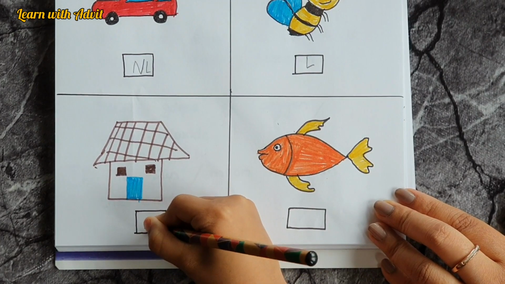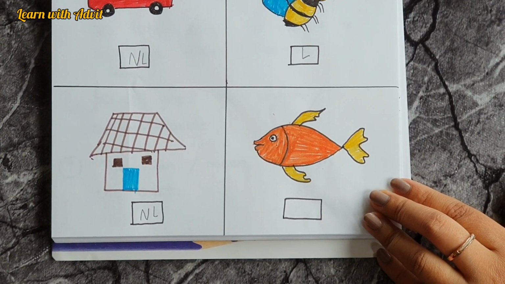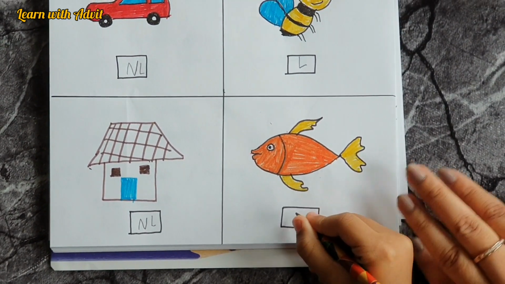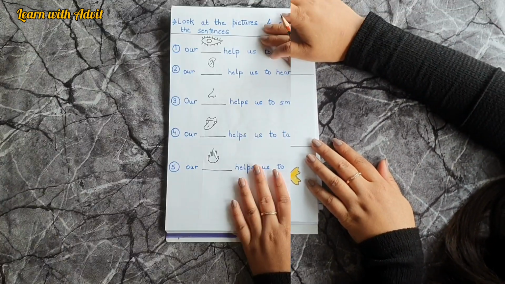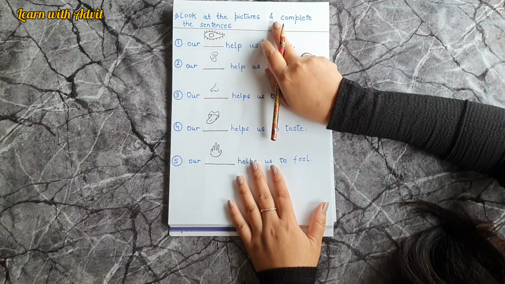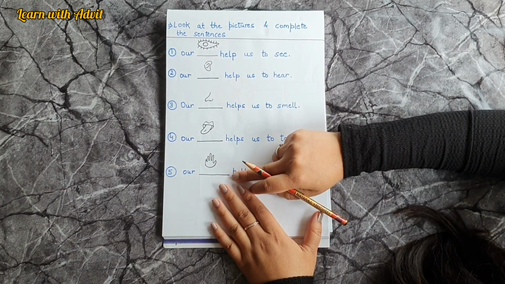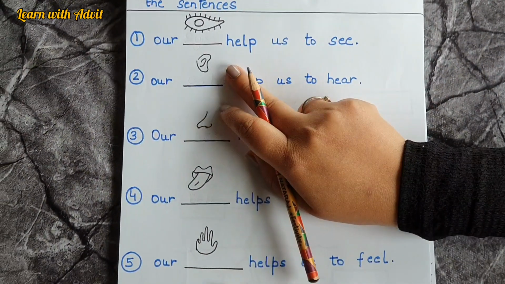NL. Is a fish a living thing? Yes, because it can move. Yes, it swims in the sea. Yes. L. Very good. In this sheet, what do you have to do? Look at the picture and complete the sentences. Okay? I have drawn some sense organ pictures. So you have to tell me what they are doing and you have to write.